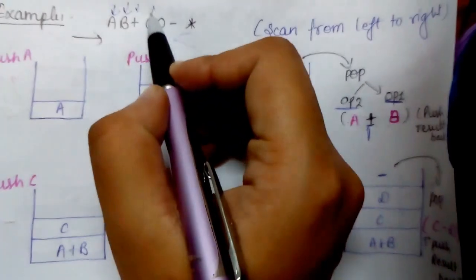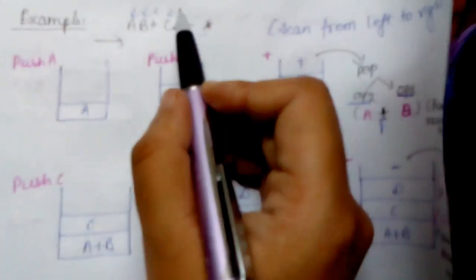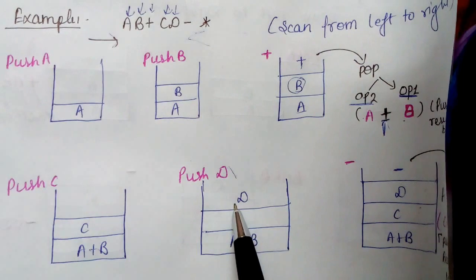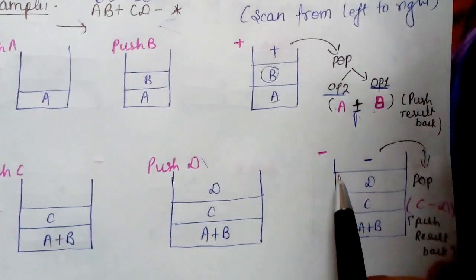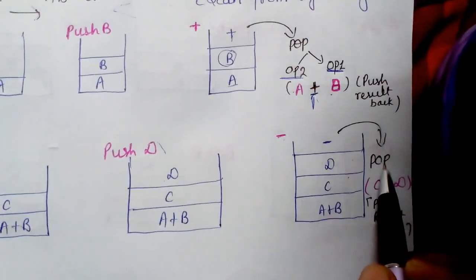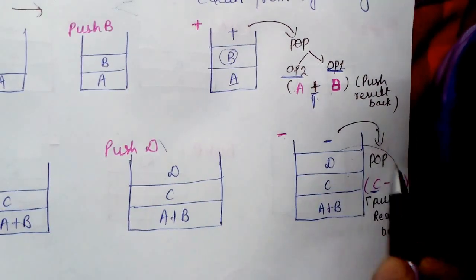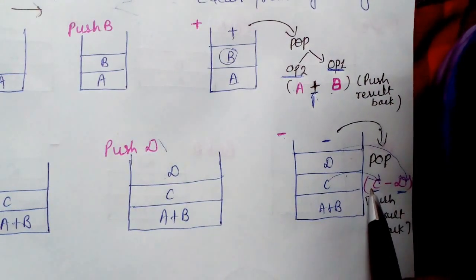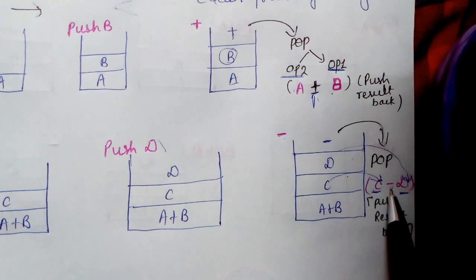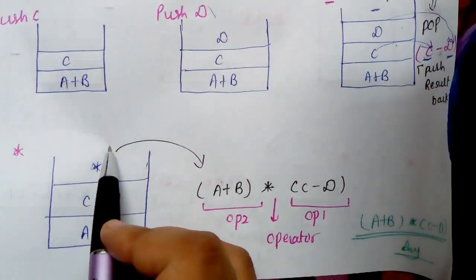Now when we have processed A plus B, we push it back into the stack. After that, C is coming, so we push C into the stack. After that, D is coming, so we push D into the stack. After that, when minus comes, we pop the top 2 symbols from the stack: operand number 1, that means D, is placed here, and operand number 2, that is C, is placed here. To infix means I place the minus in between.